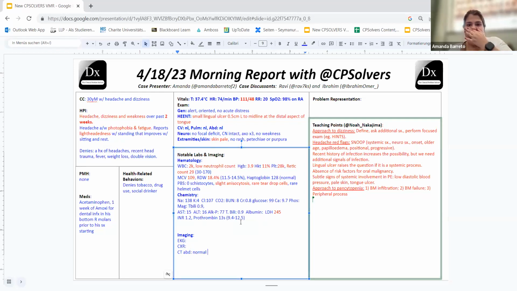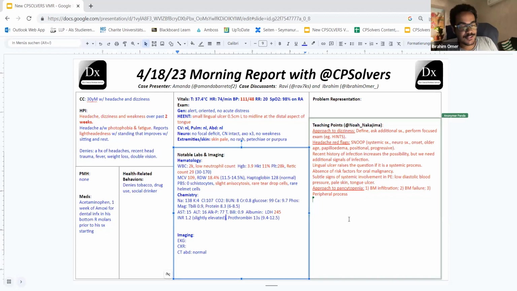And what you said, Ibrahim, when we saw these labs, the first thing that my professor told us was to go and see the patient again, examine his abdomen again, trying to find hepatosplenomegaly, like you said, but he doesn't have it. So Ravi, would you like to take it on from here?